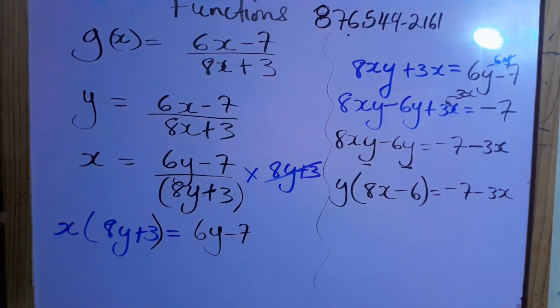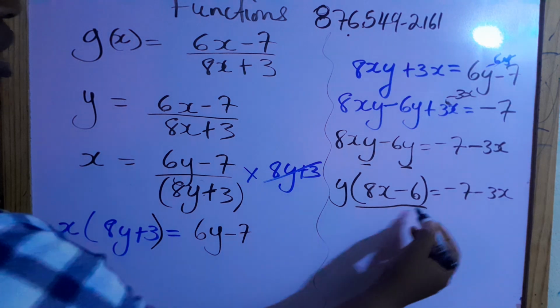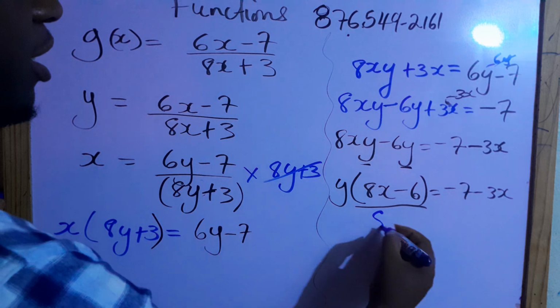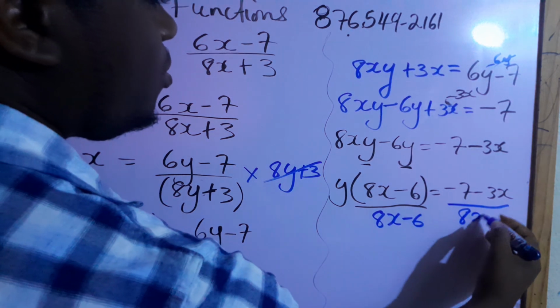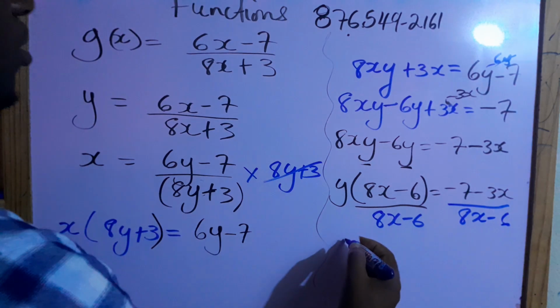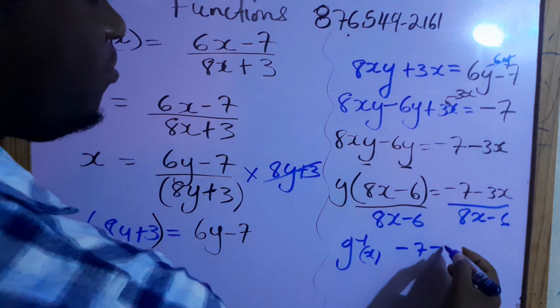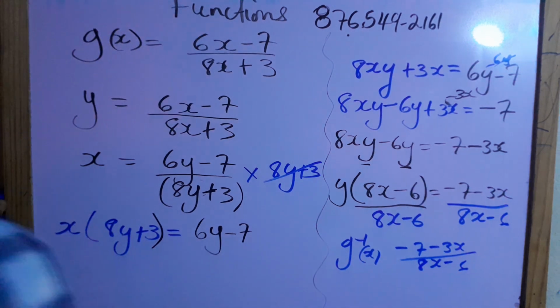So we have one more step to do. All of these being multiplied by y, so we need to take the inverse of all of this, which is to divide by 8x minus 6. What you do to one side, you do to the next side. So g inverse of x is equal to (minus 7 minus 3x) over (8x minus 6).